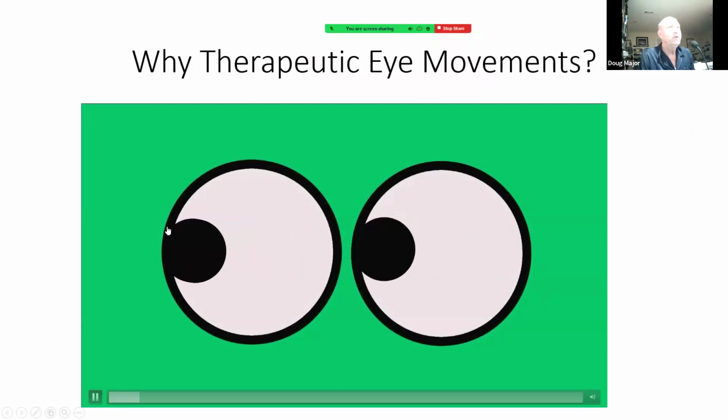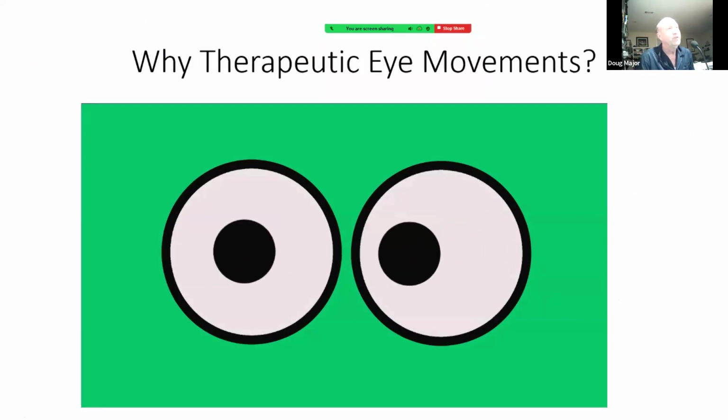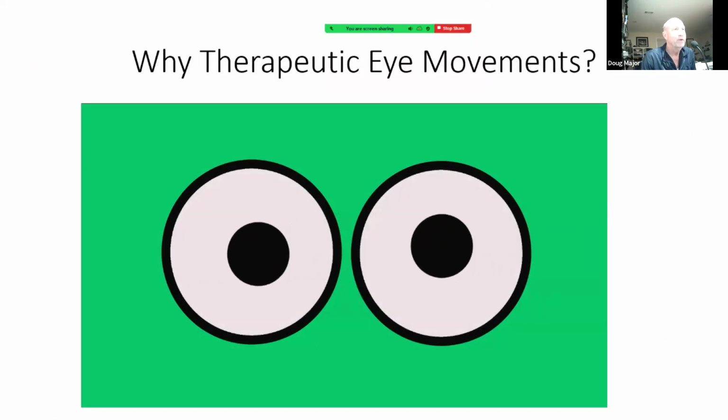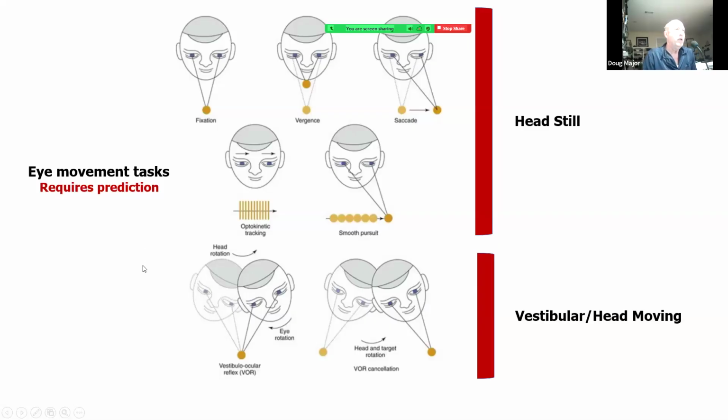So next we're off to therapeutic eye movements. Why therapeutic eye movements, and how are they connected to the cerebellum? This is not to discount in any way all of the other connections in the brain. This is not a contest, but the cerebellum is so accessible. I'm hoping I can convince you it is so much a part of what we should be doing with the new research. All eye movements require prediction, sometimes with the head still, sometimes with the vestibular head moving, often with both happening at the same time.